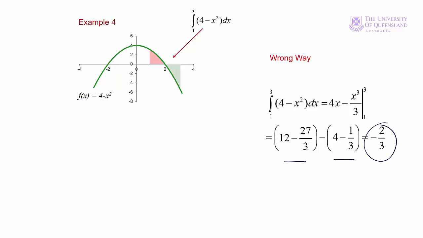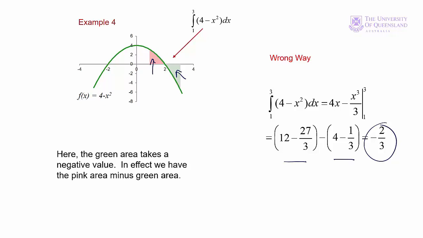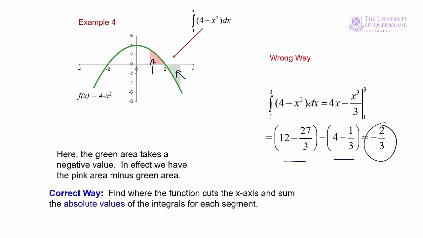Basically what we've done is subtracted the green area from the pink area. That might be correct algebraically, but it's not correct numerically. We want the value for the total area between the curve and the x-axis. So we need to take into account the fact that the function cuts the x-axis. The correct way to approach this problem is to break up the function into 2 parts, taking the integral for the section above the x-axis, and then taking the integral for the section below the x-axis. And it's the sum of the absolute values of the integrals.